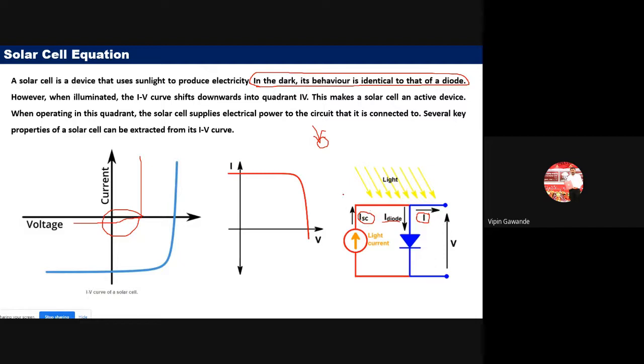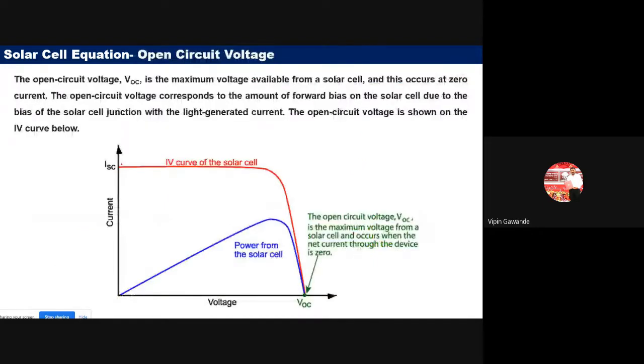So instead of the regular diode, the circuit now consists of three currents: ISC, I diode, and I. Now the IV characteristic is visible in the fourth quadrant, but for simplicity, the mirror image of the IV characteristic is taken and shifted to the first quadrant. This is the IV characteristic of the solar cell when it is illuminated. Now we'll see two things.